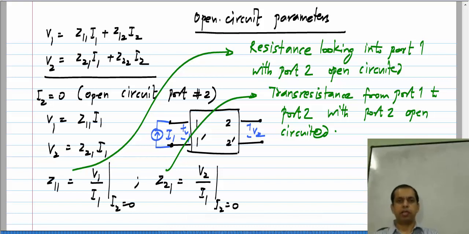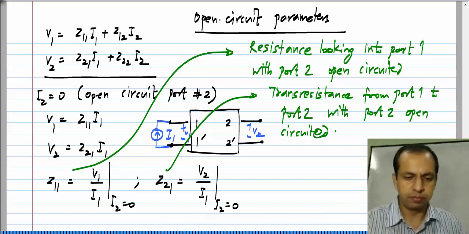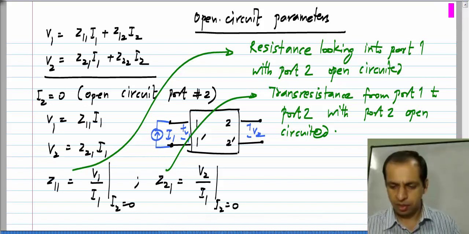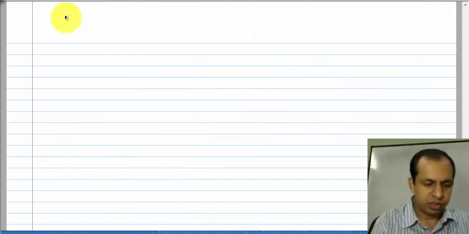In case of Y parameters, we short circuited one port and measured 2 parameters, then short circuited the first port and measured the other 2 parameters. Here, instead of short circuiting, we are open circuiting, because here the independent variables are currents. We set current to 0, that means a port becomes an open circuit. Port is open circuited. So, measuring the other 2 is quite simple.